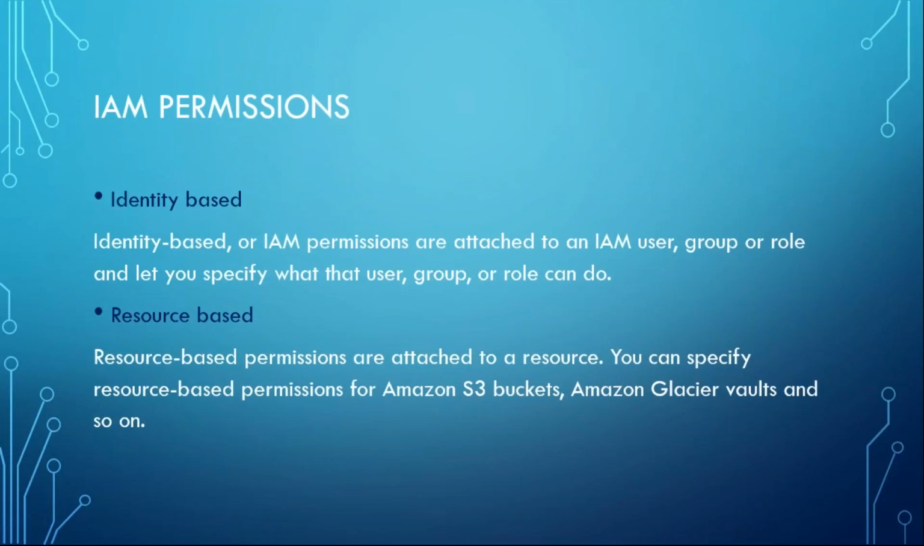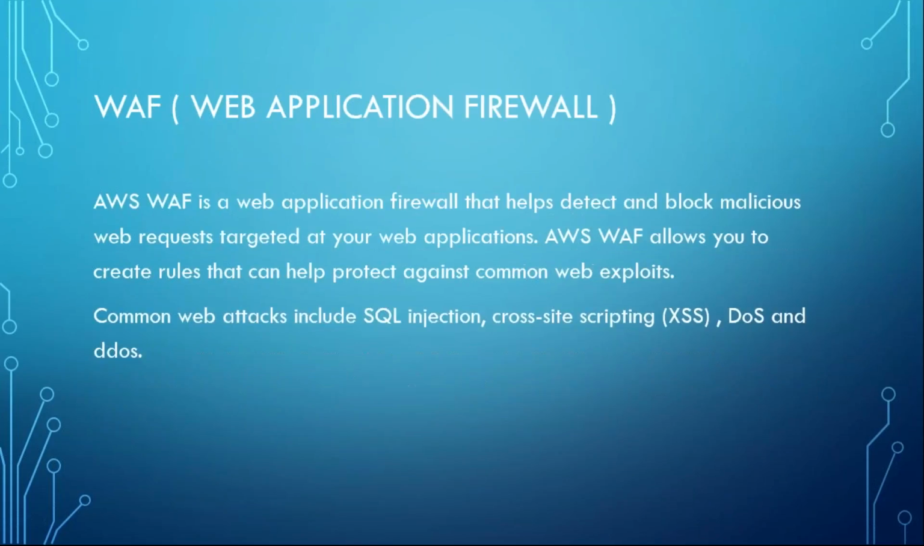So IAM permissions. We can give IAM permissions in two ways: one is identity based and the next is resource based. Identity based is where we're giving permission to a specific set of users or a set of groups. Whereas resource based is where we are giving permissions to some instance or a service which will act on behalf of us. So let's say I'm gonna give permission to an EC2 instance to launch another instance, so that we can say resource based permissions.